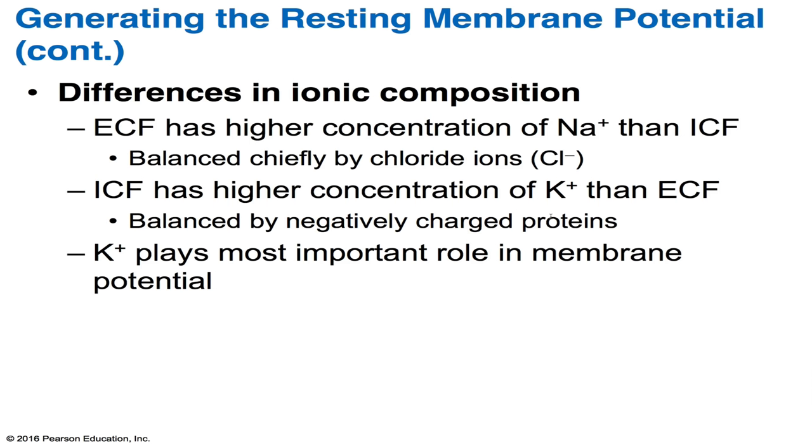Now let's take a look at the ionic makeup of the intracellular and the extracellular fluids. The extracellular fluid has a higher concentration of sodium than the intracellular fluid. In the extracellular fluid, the positive charges of sodium and other cations are balanced primarily by chloride ions. The intracellular fluid has a higher concentration of potassium and a lower concentration of sodium than the extracellular fluid does. The negatively charged proteins help to balance the positive charges of the intracellular cations. Although we find many other solutes, such as glucose, urea, and other ions, in both the extracellular and intracellular fluids, potassium plays the most important role in generating the membrane potential.